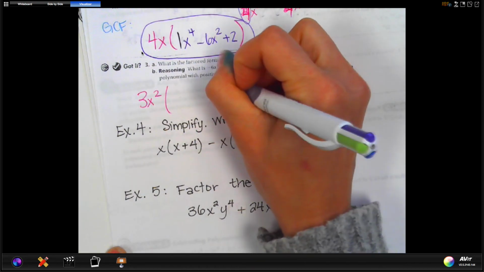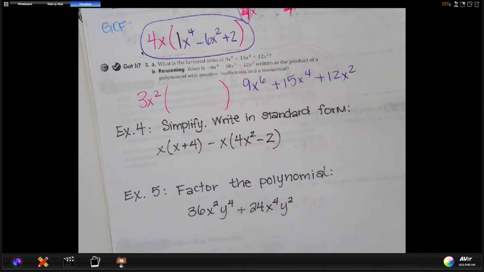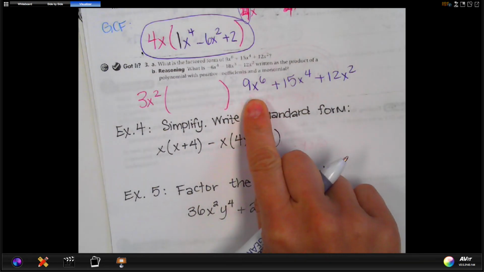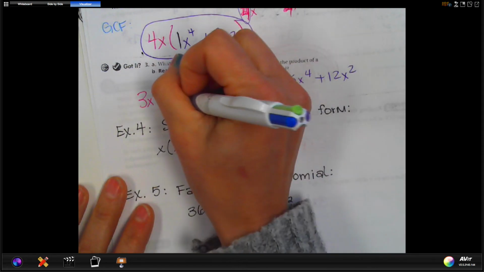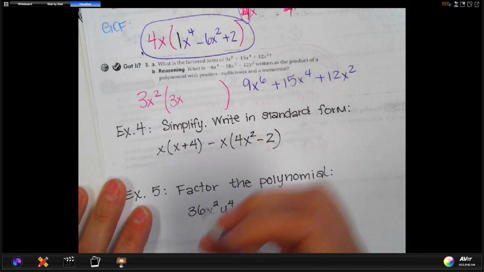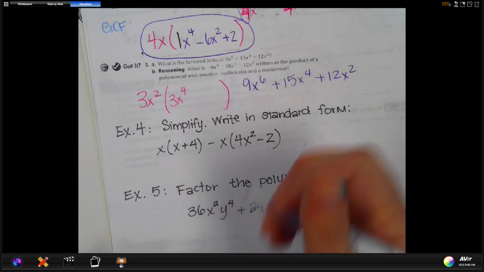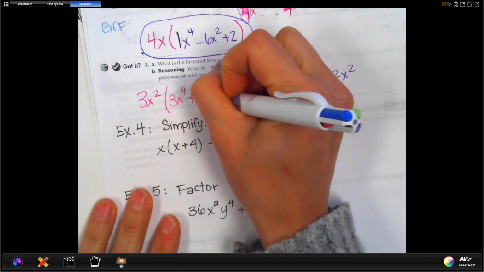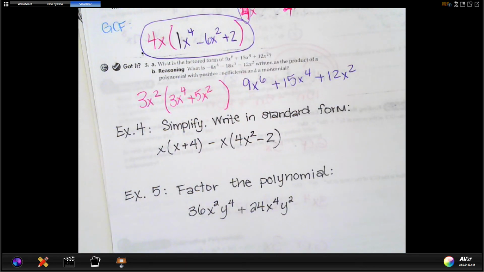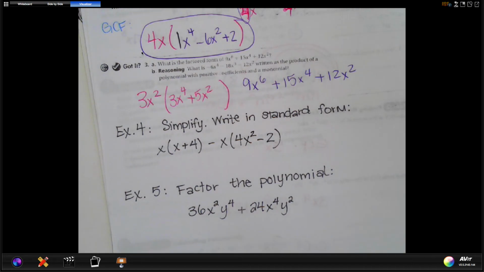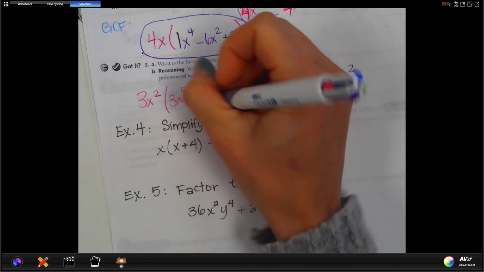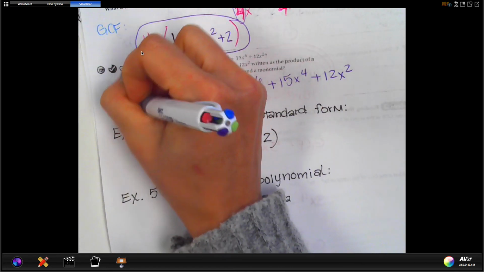Then we use our parentheses. So if I factor out a 3x squared, what's left from the 9x to the 6th power? Nathaniel, what's left? 3x to the 3rd. 3x. No, to the 4th. There you go. Okay, good. Who knows what's left when I factor the 3x squared out of 15x to the 4th? Angel, go ahead. 5x squared is correct. And then finally, what's left when you factor the 3x squared out of the 12x squared? That one's weird. Emma, go. Just 4.